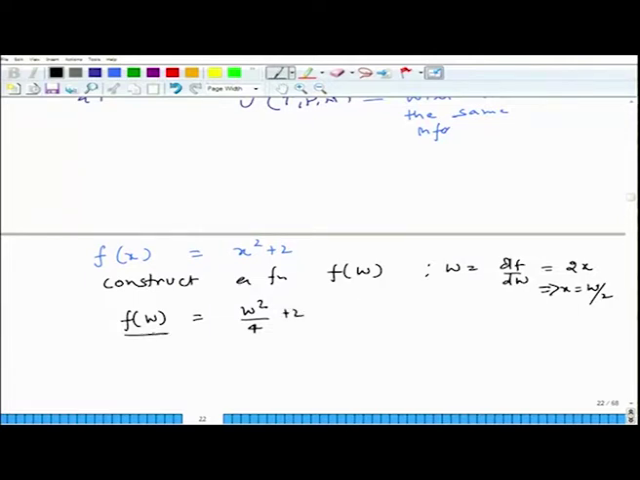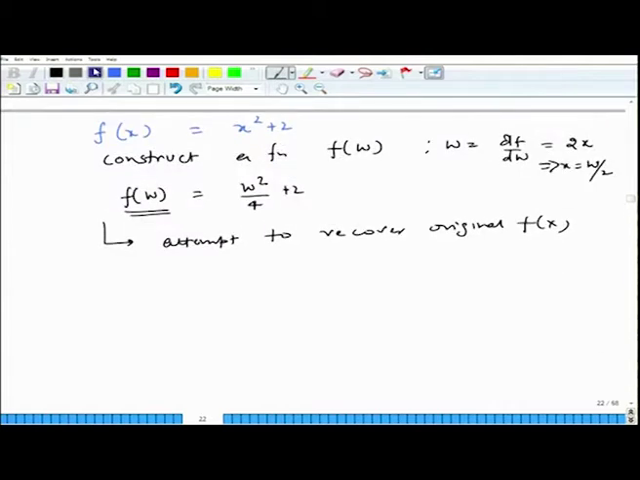All right. Now we are going to attempt to recover the original f of x. That's our objective now. So w is nothing but the derivative of the function. Let's say this is y. Now w is a function, so let's assume that this is y, which essentially means w is 2y minus 2.